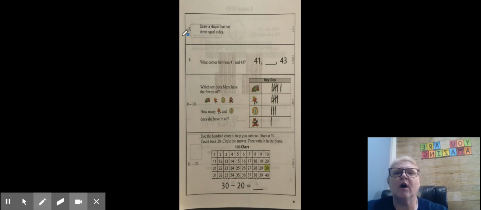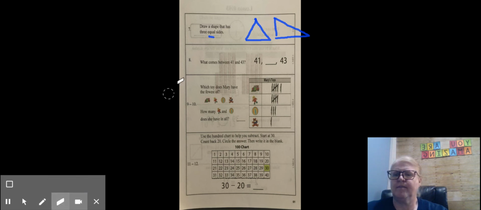Number 7. Draw a shape that has 3 equal sides. So a shape that has 3 sides is a triangle. But this time they want them to be equal. So you're going to try the best you can to make them equal. Now, they might not be perfect, but you can tell whether someone is making them close to the same size or not. So that is the best that Mrs. Simmons can do using her mouse. I'm sure yours look just as good. As long as they're not crazy wild like this, you can tell they're not equal. You want to make them the best you can.